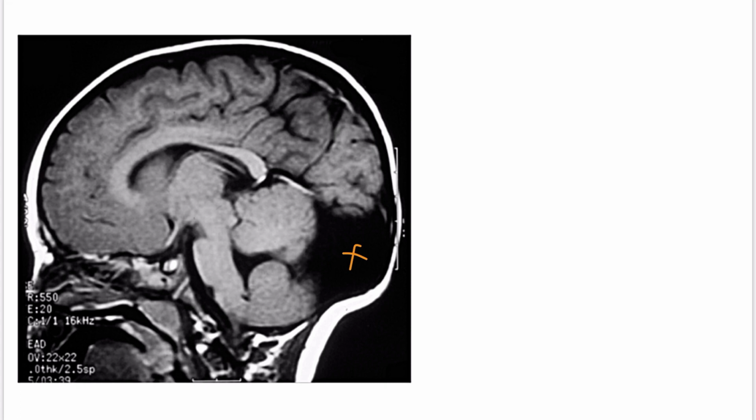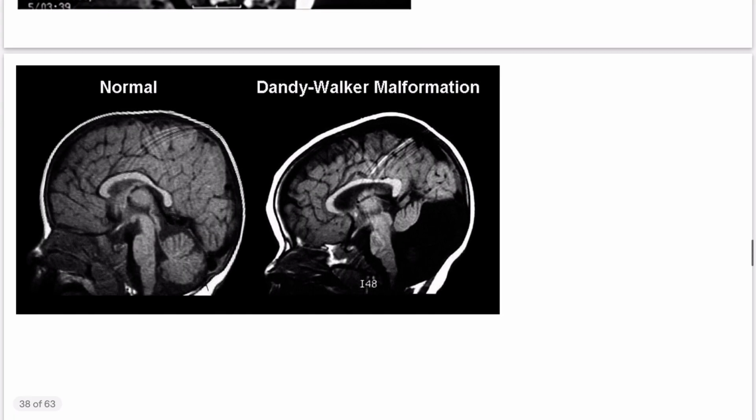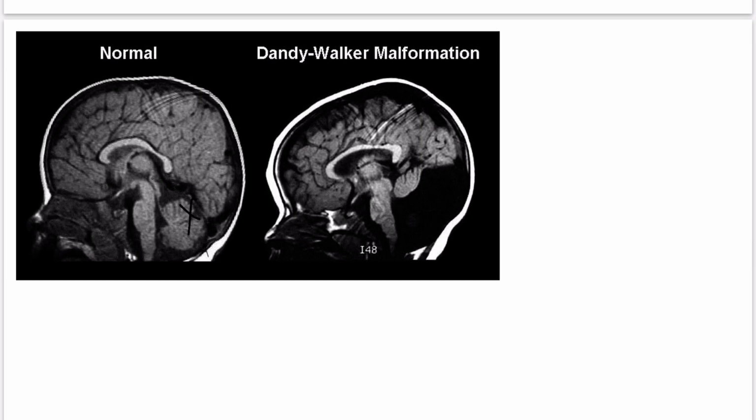What happens in Dandy-Walker malformation? There is defective roof of the fourth ventricle leading to this hollowness in the posterior fossa. So this is nothing but Dandy-Walker. So in normal, you can see that the posterior fossa is filled up like this. If it is empty, this is nothing but Dandy-Walker malformation, defective roof of the fourth ventricle.